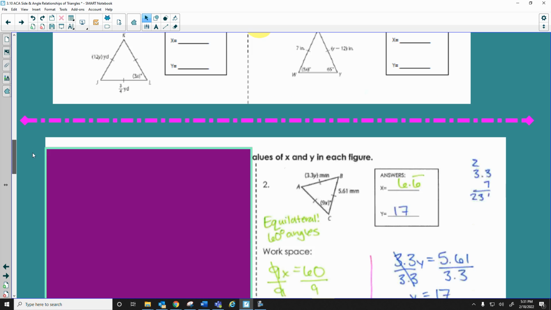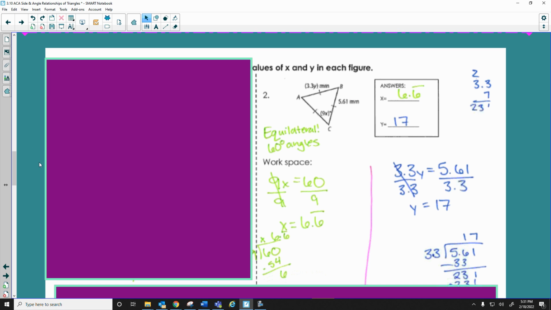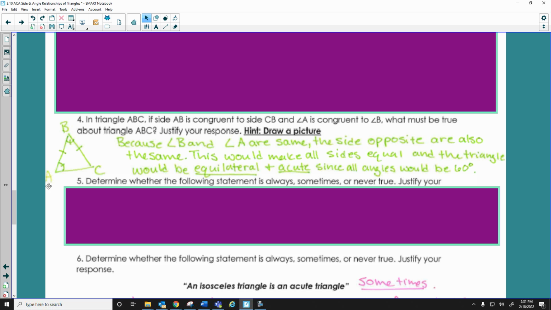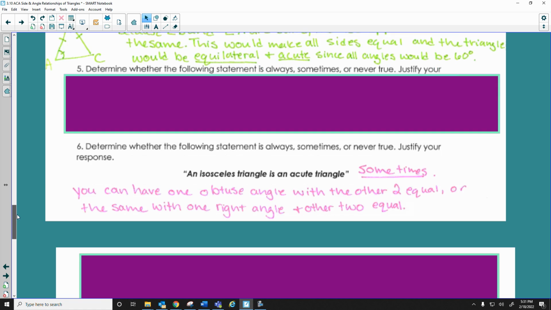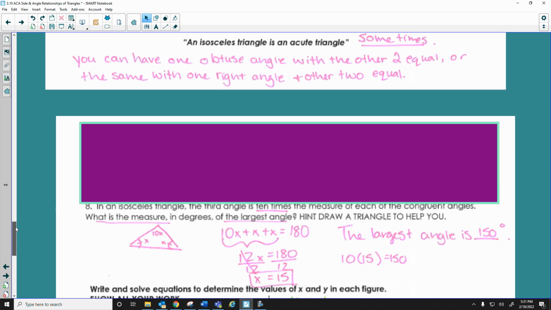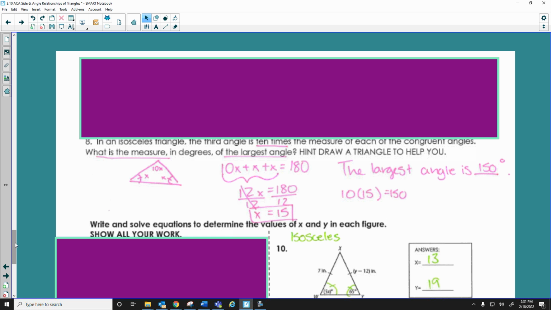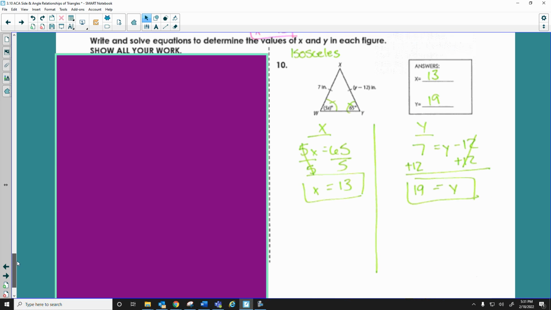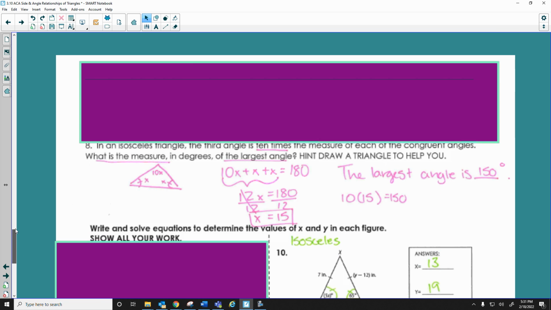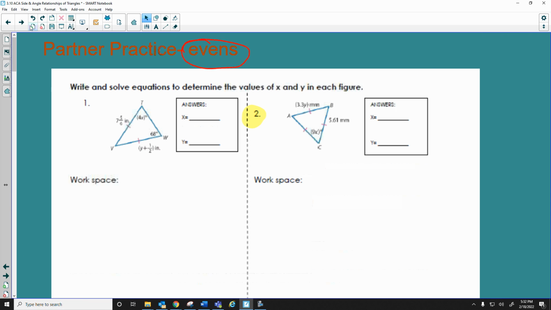Okay, here we go. Number 2, again, pause if you need to look at that work. Number 4, it says hint, draw a picture. Number 6, this is only sometimes true. 8 and 10. Again, if you have questions on any of those and if your teacher can't get to you in time, please come to tutorials.